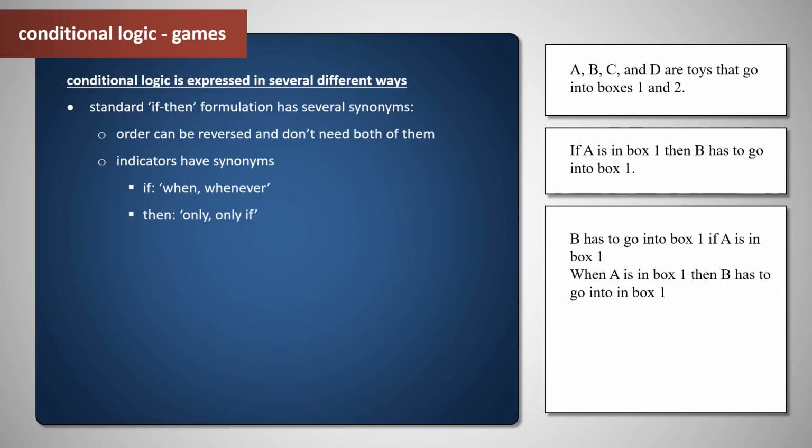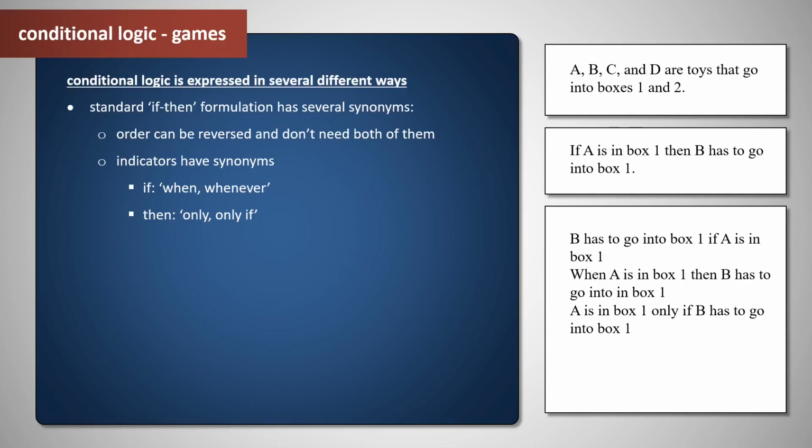For then, the ones you'll encounter most often are only and only if. Only if is a little confusing because it's got an if in there, but that's just something you'll have to deal with. Whenever you see only or only if, you know that you're dealing with a necessary indicator. It's a synonym for then. So something like that might look like A is in box 1 only if B has to go into box 1. Still the same thing, if A1 then B1, but this is expressed using a synonym for then, using only if.